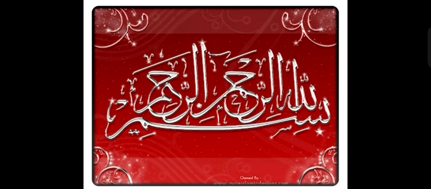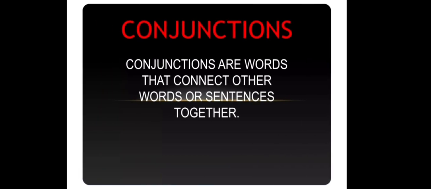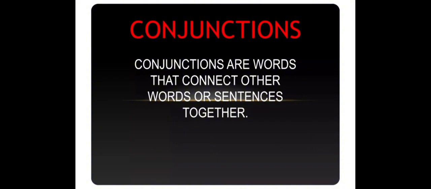Today we will discuss conjunctions and the types of conjunctions. So, what are conjunctions? Conjunctions are words that connect other words and sentences together. Conjunctions are words that join words to words, phrase to phrase, and clause to clause, and sometimes sentences.